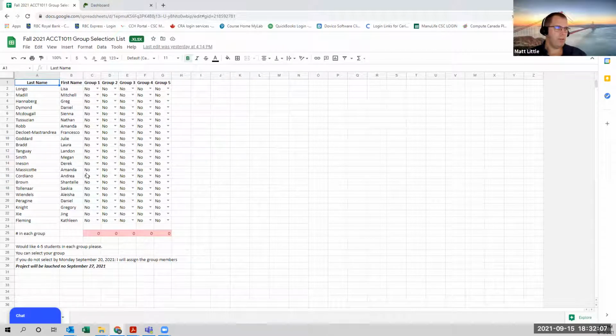So you can feel free just to change the no's to yes if you want to create a group with a few of you. The plan is to have no less than 4, no more than 5 people in each group. I'll give you till next Monday to pick your groups. Otherwise, I will assign and then circulate that back out to the entire class.